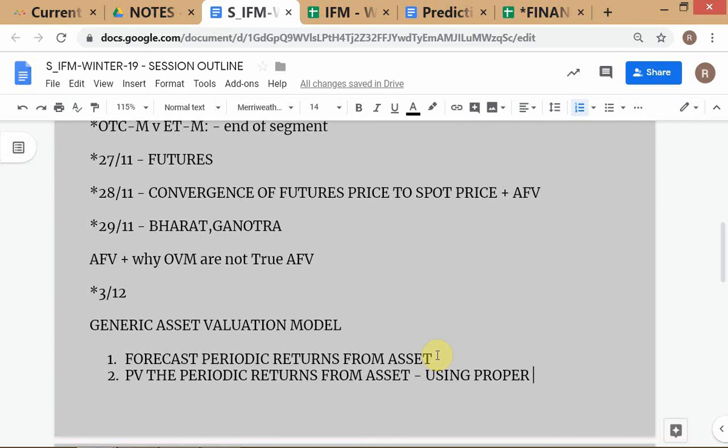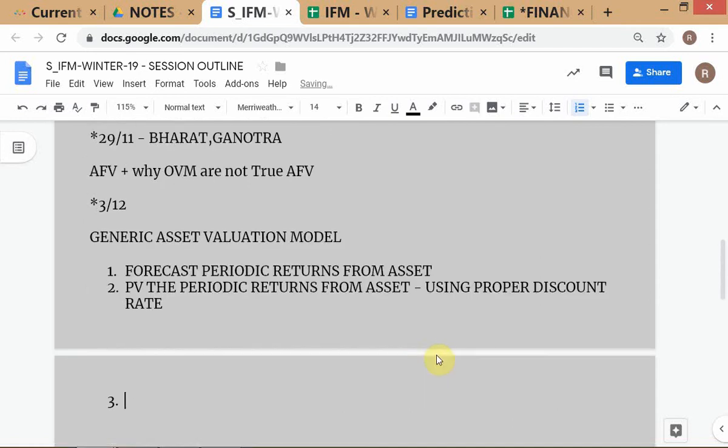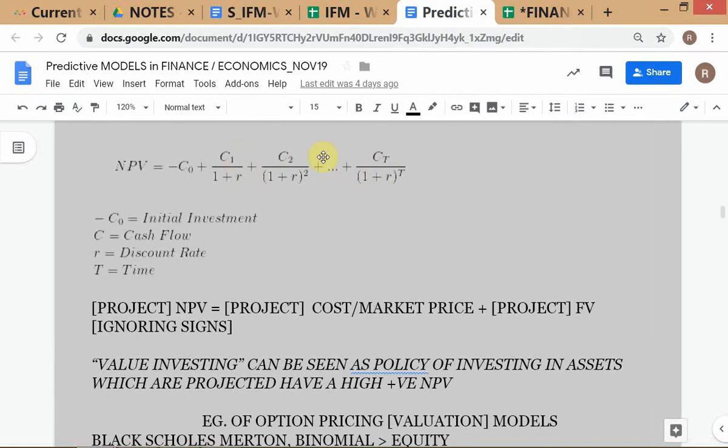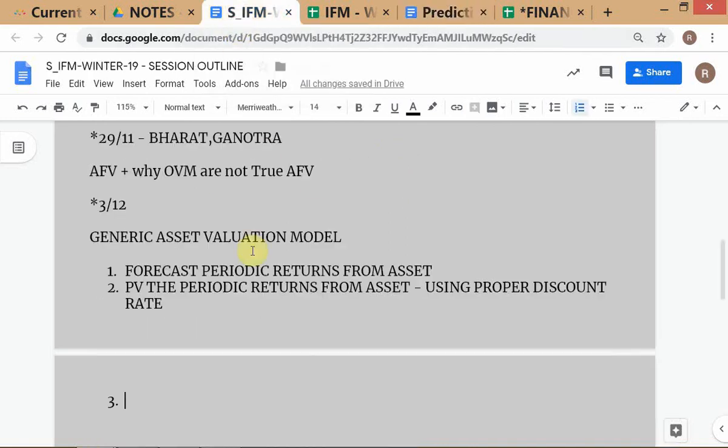Now, the discount rate could be cost of debt, it could be cost of equity, it could be your WACC, depending on what you're discounting. So again, I'm using a general term. I'm not using cost of equity, because that would be too specific and may not apply in all situations. If I use a general term like discount rate, it applies in all situations. Rajan, you're following? Okay. So using proper discount rate is your second step. You've got the periodic returns and you have discounted them. And then obviously the last one, very obvious.